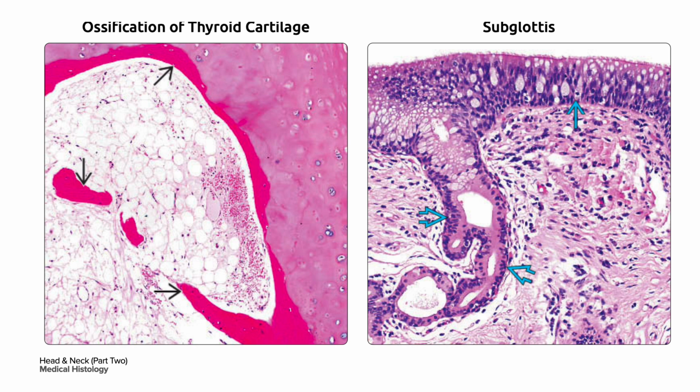On your right is the subglottis, which is lined with respiratory mucosa in single blue arrow with mucoserous glands that drain to the surface via small ducts in bold blue arrow.